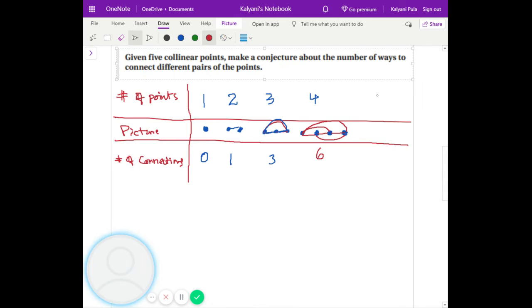Now tell me how many is going to be for 5 points. You can do it on the paper.